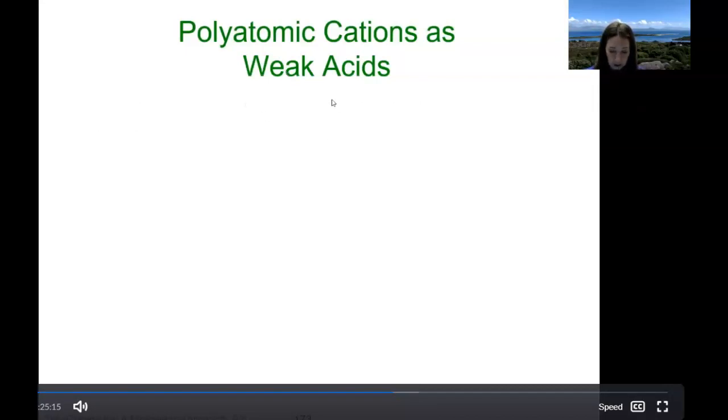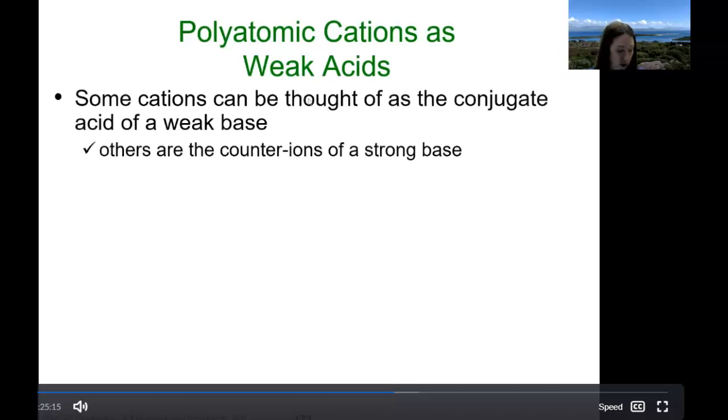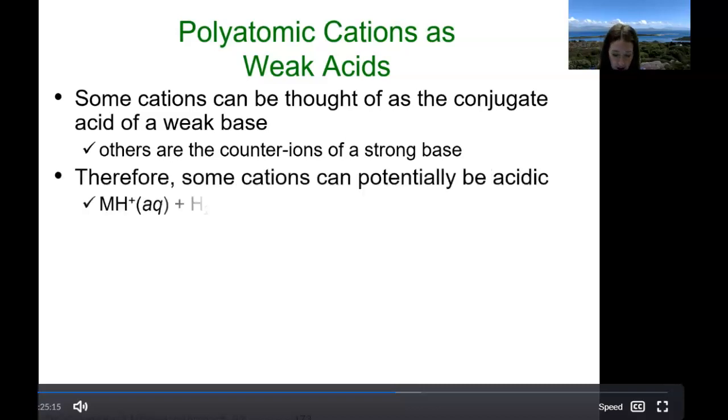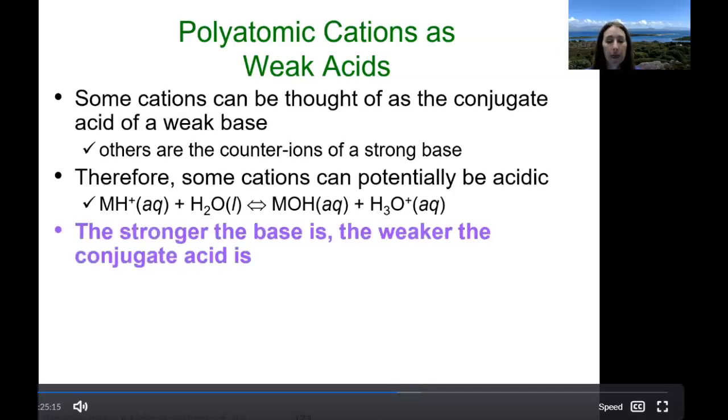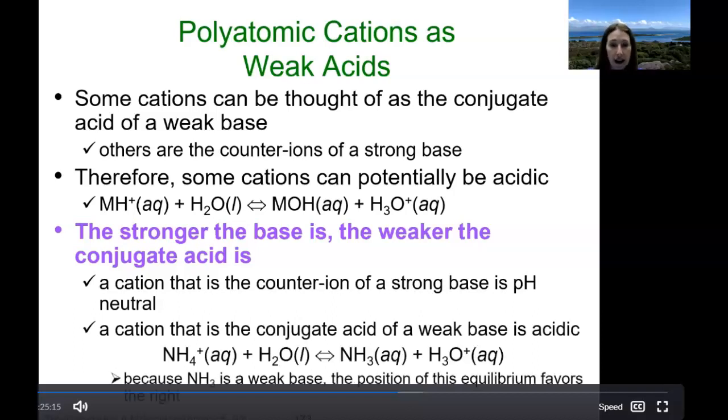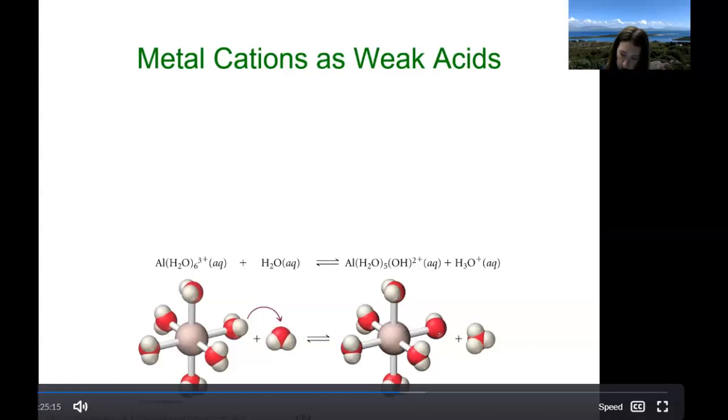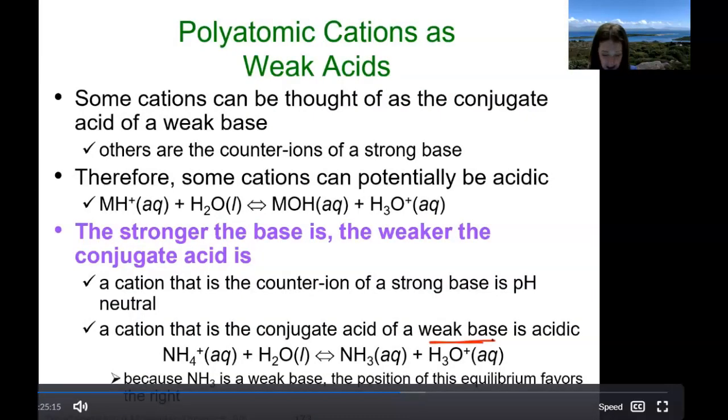Okay, so now some cations can be thought of as the conjugate acid of a weak base. The stronger the base is, just like we talked about, the weaker the conjugate acid is, right? So if your cation comes from a strong base, like sodium hydroxide, it's going to be pH neutral. If it's the conjugate acid of a weak base, then it will be acidic. Okay, so for NH4, where does NH4 come from? NH4 comes from NH3. NH3 is a base. Therefore, its conjugate is acidic. This must be a weak acid.